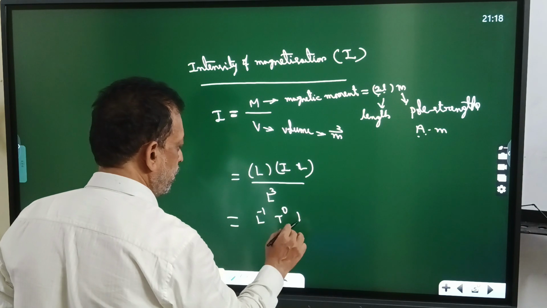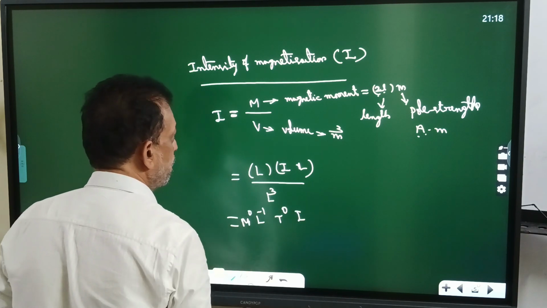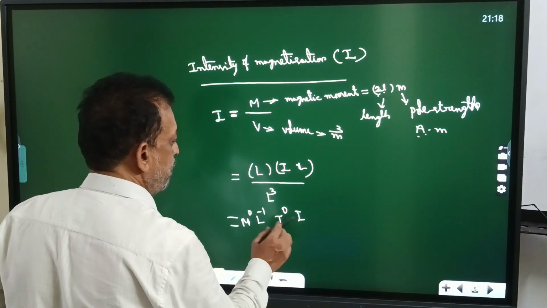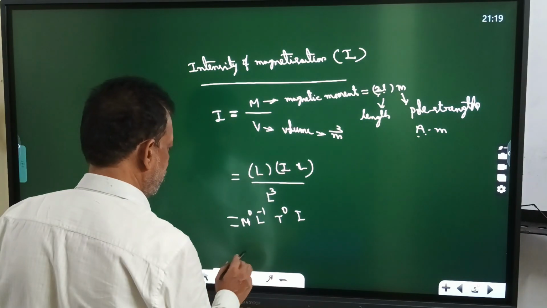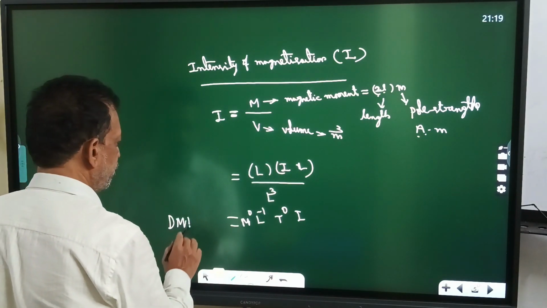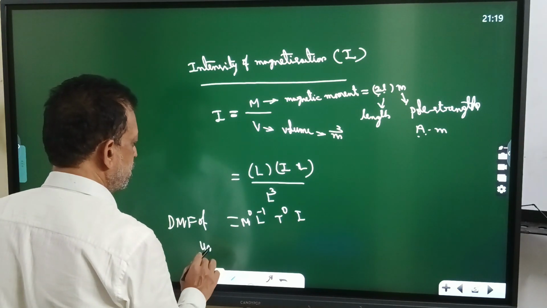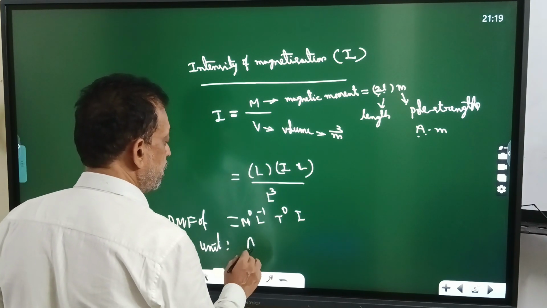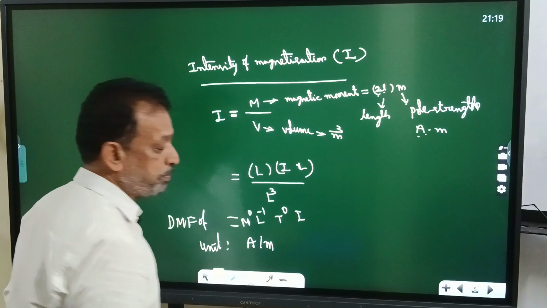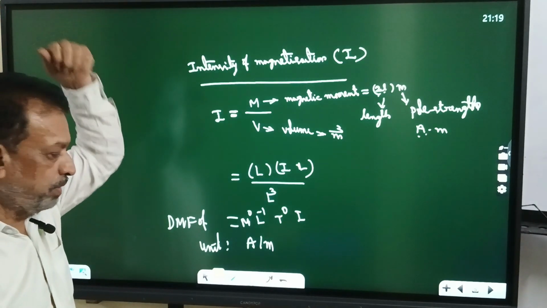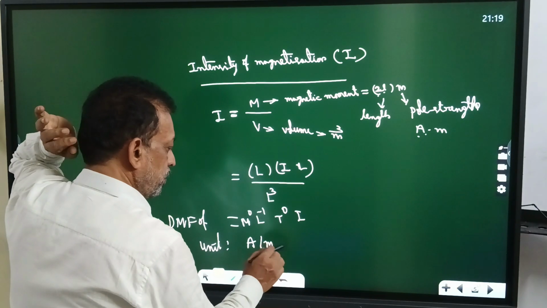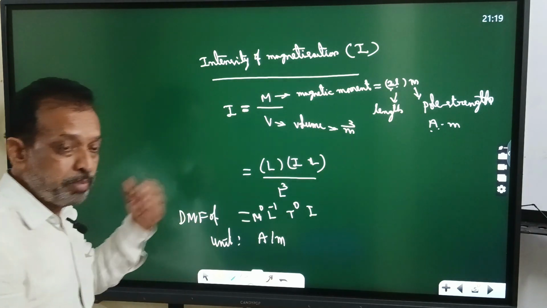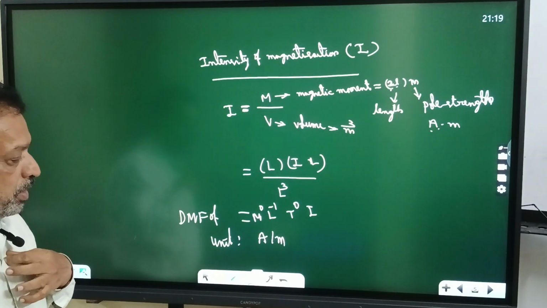These are the dimension formula. But what unit are we going to get? So this is ampere per meter. So this is the DMF, and the unit is ampere per meter. Already we know ampere per meter is nothing but induction field B. So copy it. According to here it is ampere per meter. But already ampere per meter is what? Weber per meter square, or Tesla, Newton per ampere meter, like this you can write.